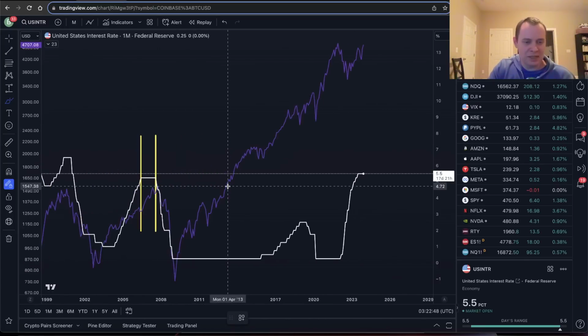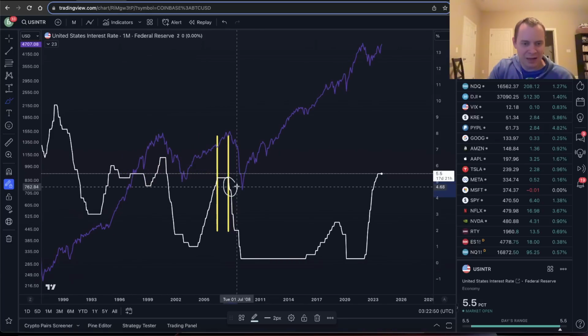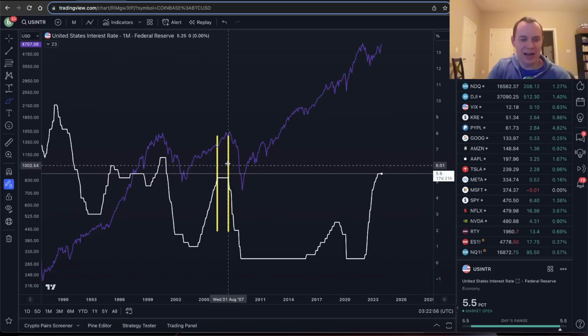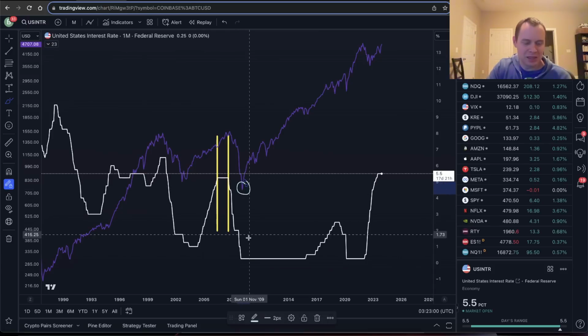The problem is that while rate cuts began, it wasn't enough to really get the economy back on track. And therefore, the S&P continued to sell off. The S&P bottomed by the last rate cut. Okay? Look at the cycle before that one.